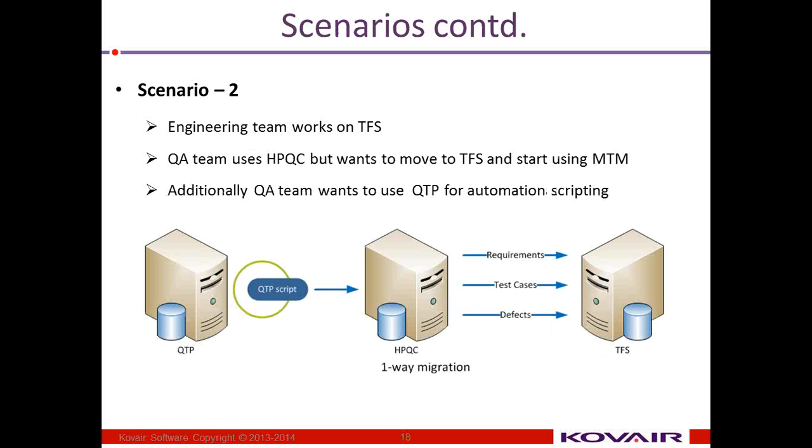Now, the second scenario: the engineering team is working in TFS, and the QA team who are using HPQC wants to move to TFS and start using MTM, and they want to do it overnight. Additionally, the QA team, even after moving on to MTM, wants to use QTP for automation scripting. So this would be a one-way migration, and QTP scripts are to be executed from within the MTM environment. How do we address this scenario as well?